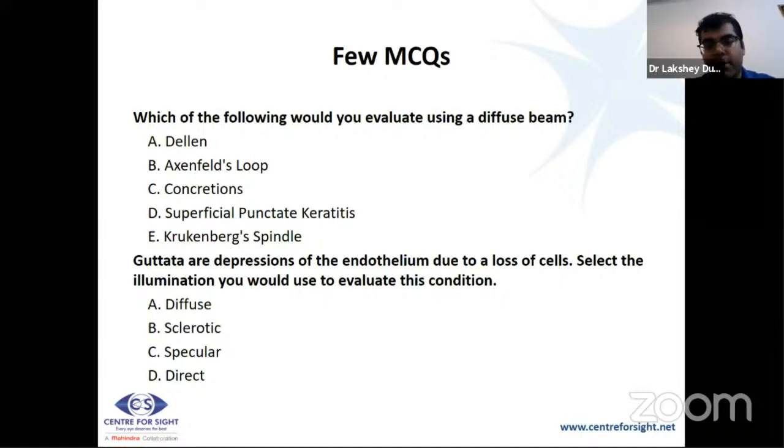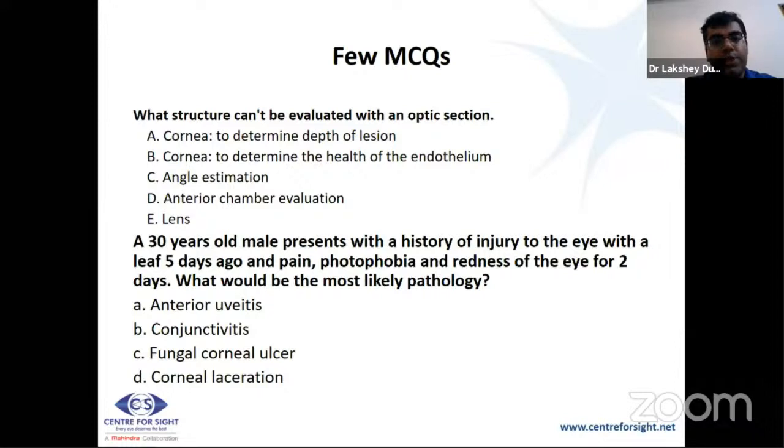Guttata are depressions of endothelium due to loss of cells. So which way of illumination? I think everyone knows it is specular. Which structures can't be evaluated with the optic section? So cornea to determine the depth of lesion, cornea to determine the health of endothelium, angle estimation, anterior chamber evaluation, or lens. So optic section, I told you, it is for seeing the cross section or seeing the depth of evaluation. So second option, cornea to determine the health of endothelium, it is with the specular and not with the optic section.